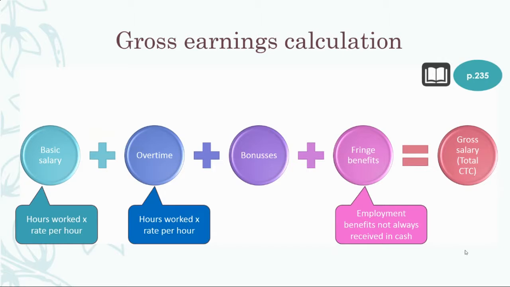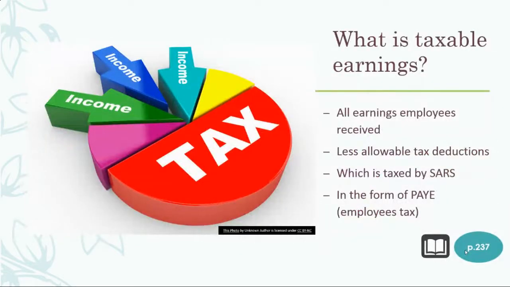Your fringe benefits are employment benefits that you receive but it's not always in cash. It is generally in the use of an asset from the company. Okay, so that's just what you have to remember there. What is taxable earnings? Taxable earnings, on the other hand, is the amount that you pay tax on. So in terms of the Tax Act, it's all earnings received by the employee, less any allowable tax deductions. For tax purposes, you are allowed to deduct any pension fund contributions that you've made. You can deduct that from your earnings, and then on the difference is what you would pay as you earn.